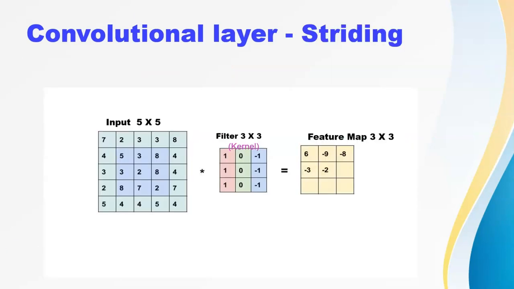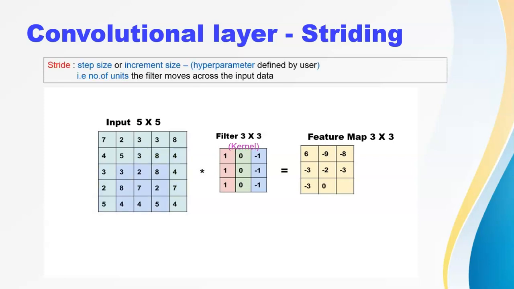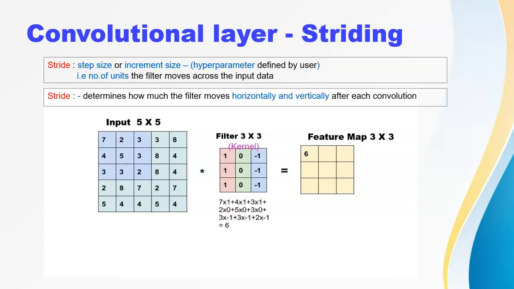Coming to the striding, in the context of a convolutional neural network, it refers to the step size or the increment size. The stride size is a hyperparameter defined by the user and indicates the number of units the filter moves with each step during the convolution operation. A stride of 1 means the filter moves 1 unit at a time. A stride of 2 means it moves 2 units and so on. When applying a filter to the input, striding determines how much the filter moves horizontally and vertically after each convolution. In the example shown, the stride size is 1.